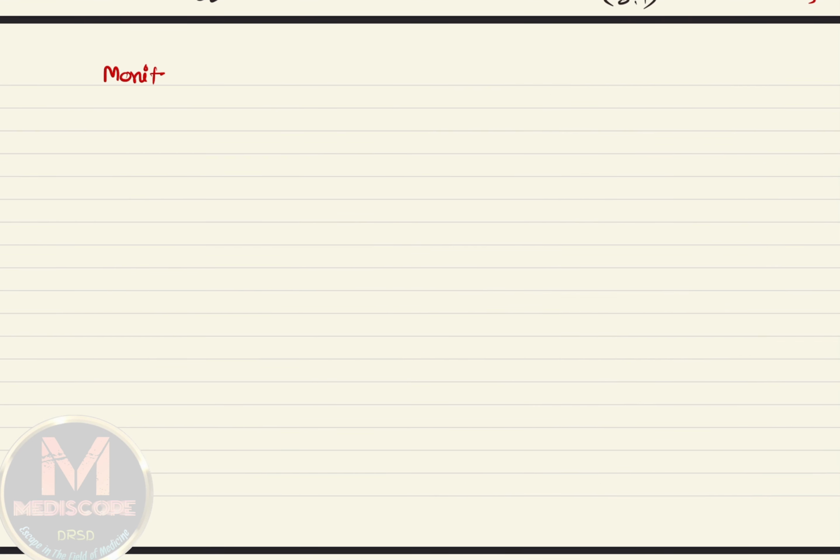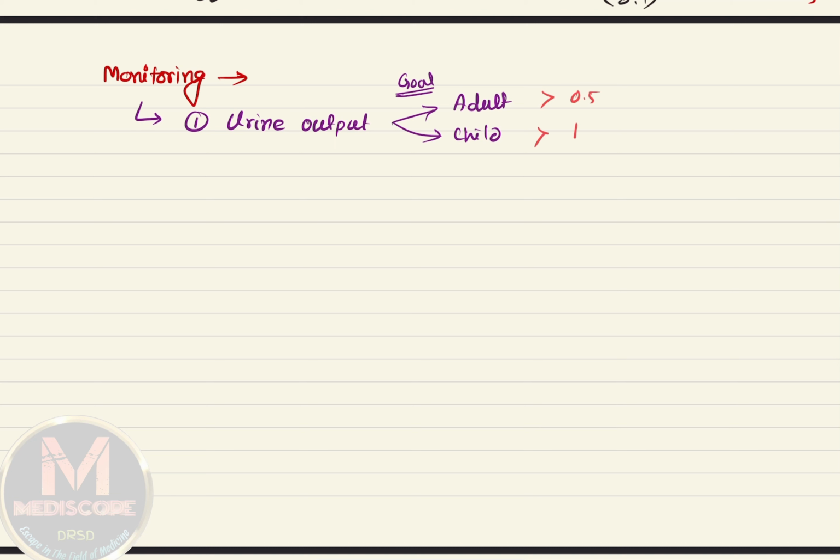Now, to monitor the fluid resuscitation in shock, we have some indicators. The best clinical indicator that we have is the urine output. The goal for urine output in adults and in children is different. In adults, it is more than 0.5 ml per kg per hour. In children, it is more than 1 ml per kg per hour. Urine output is the best clinical indicator to assess fluid resuscitation in shock.